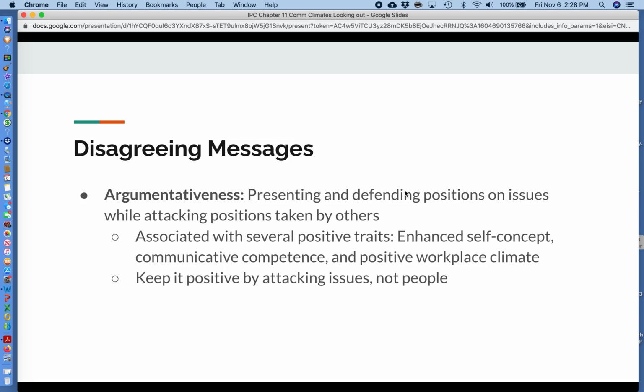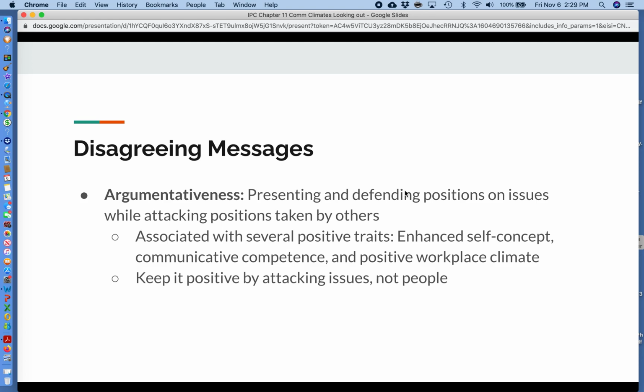And it can also help lead to positive workplace environments. So if you're in an environment where you can argue, that means that you're free to voice your opinion, right? That people give you that avenue of expression. And that's much better than being in a workplace environment where people are discouraged from speaking their minds.